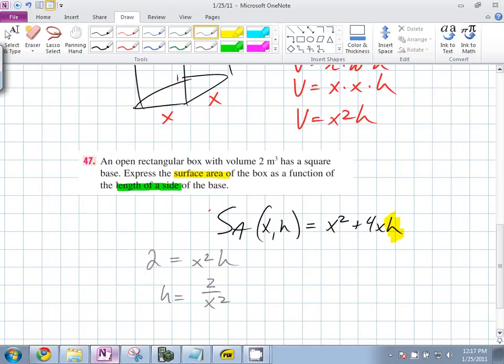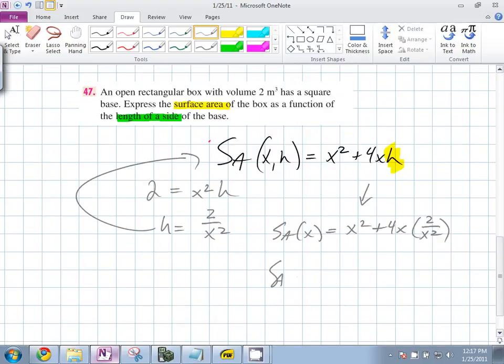Now what do we do with that? Yeah, we substitute. The surface area just in terms of x is x squared plus 4x times 2 over x squared. What does that simplify to? Yeah, good. So that's the surface area just in terms of x of a box of volume 2.